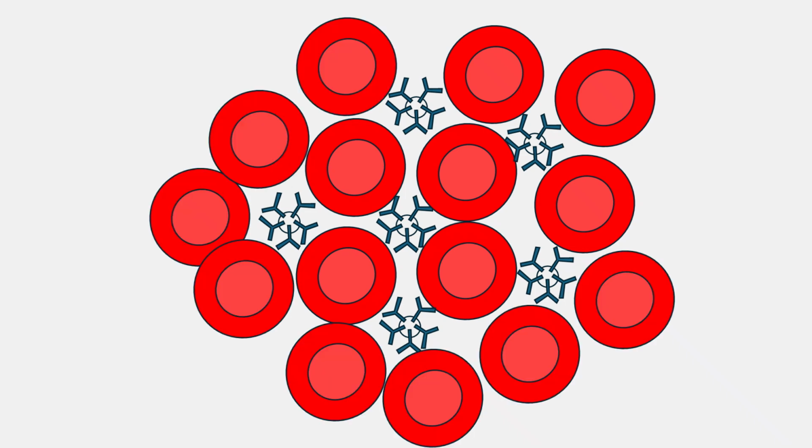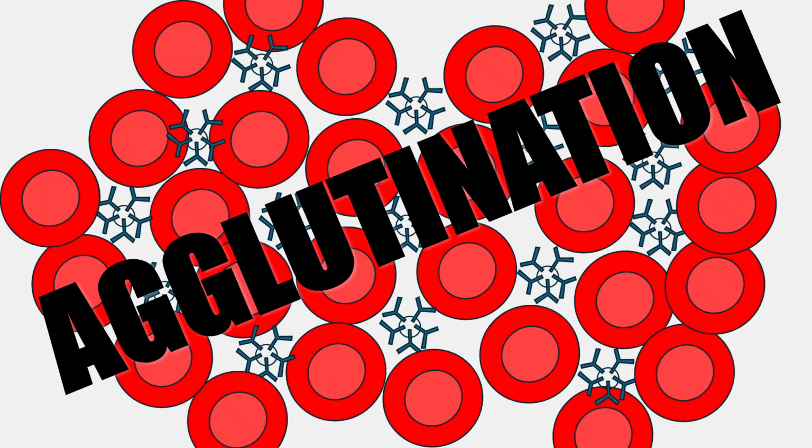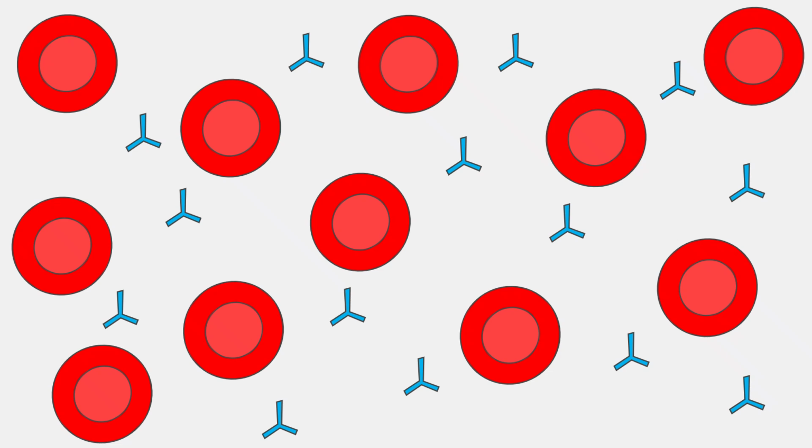Those red cells can then bind more IgM, and that IgM can bind more red cells until you get a big clump of red cells and IgM, and this is what we call agglutination. This is what's happening in your tube when you're doing ABO typing, and it's why we can so easily visualize those reactions.